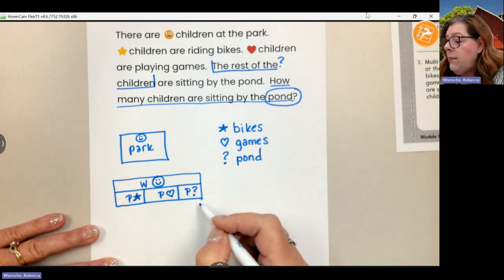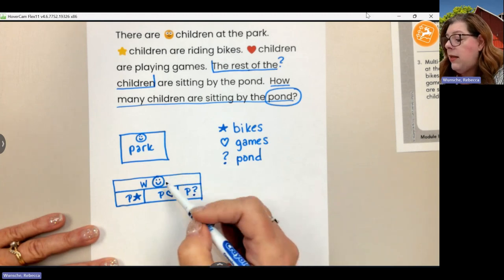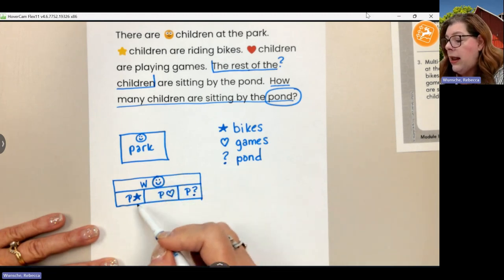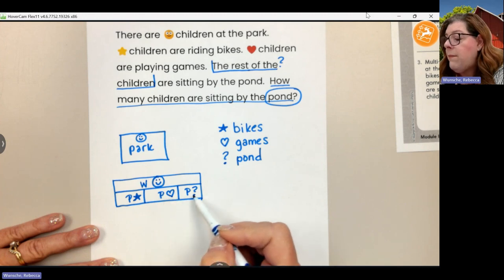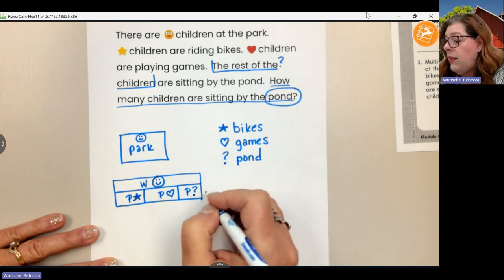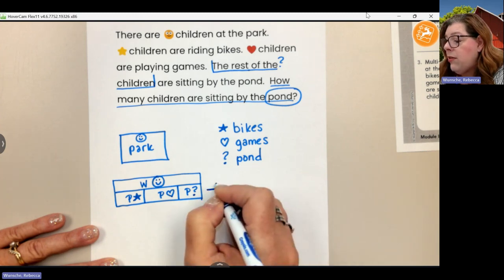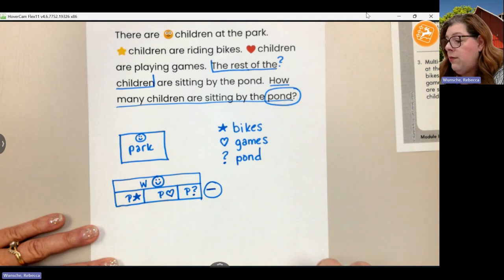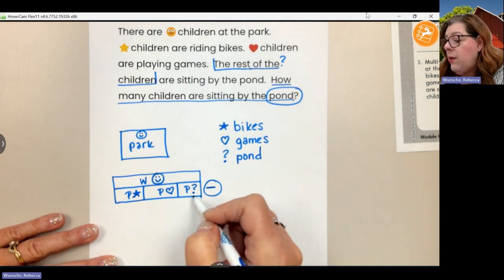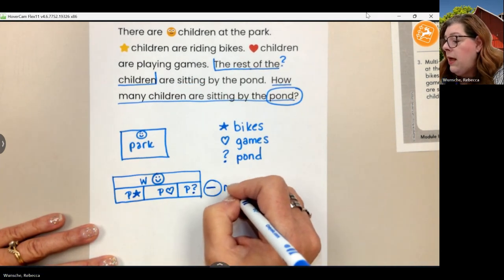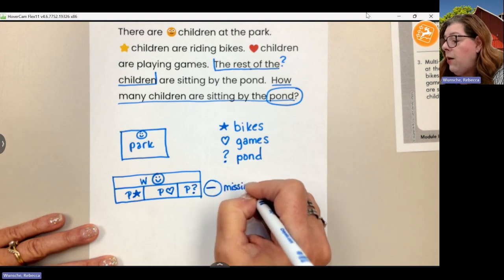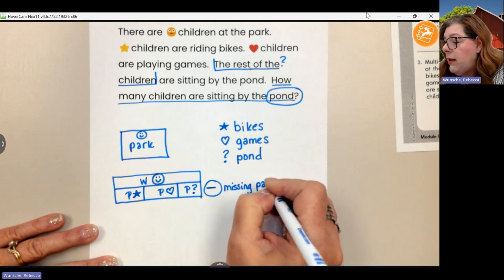So when I look at my strip diagram, I can see that I know the whole, and I know some of the parts, but I'm missing a part. So what am I going to need to do here? I'm going to need to subtract. This is going to tell me this should be subtraction. So I'm going to put my subtraction sign right here, and I'm going to circle it so it reminds me of that, because I know when I'm missing a part, I'm always going to subtract.